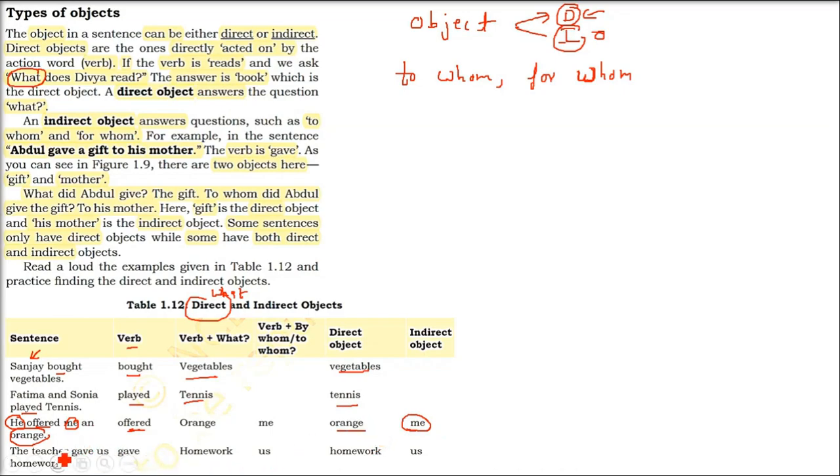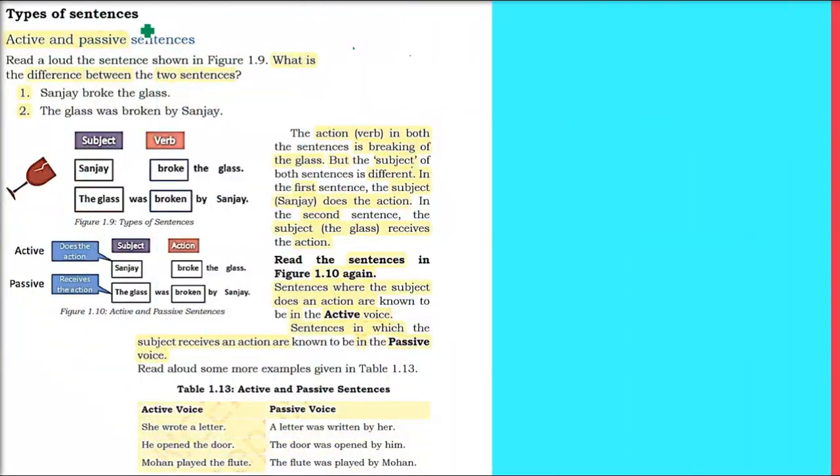The teacher gave us homework. Gave is clearly a verb. Teacher is the subject. Now ask the question. Gave us what? Homework. Homework is the direct object. Now let us ask question with verb. To whom? To whom the homework was given? The answer is us. The teacher gave us. So us is the indirect object.